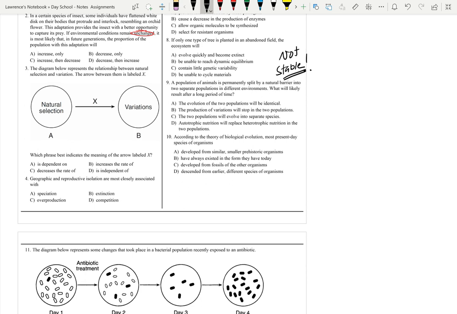Yeah. B, be unable to cycle materials. Nothing to do with the question at all. C is the best answer there. You have little variability in your DNA because you're all the same.